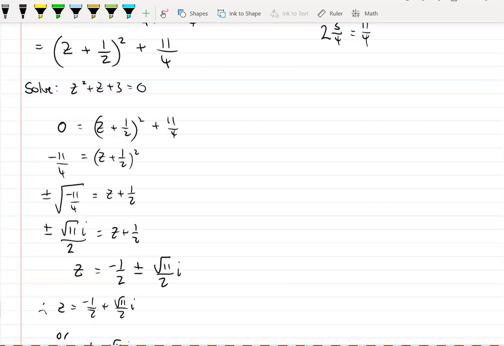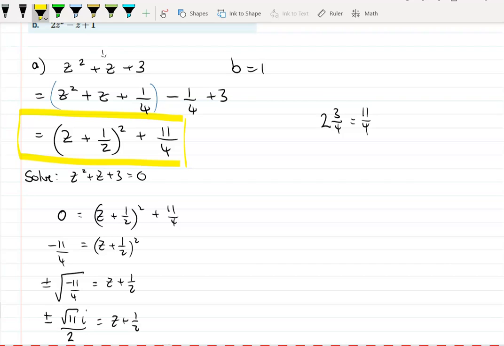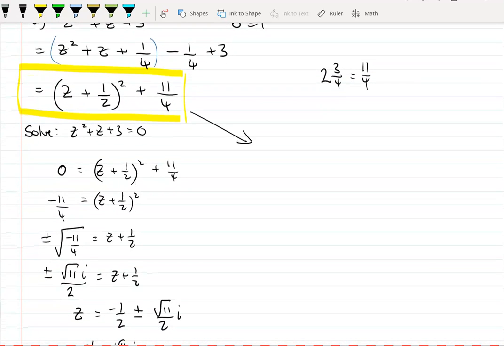So the factorized part, so this here is the factorized answer. No, it's not. We haven't factorized it. I've solved it. So now we're going to factorize it. So we're going to come across here and we're going to factorize this thing. Okay, so how do we factorize? So I've got z plus a half squared plus 11 on 4.